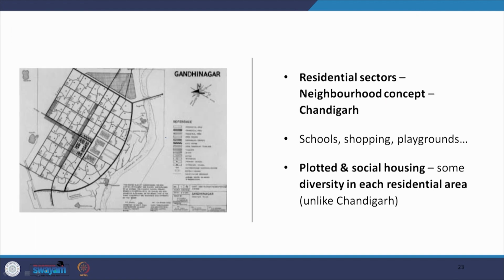The residential sectors have a neighborhood concept like Chandigarh. So, as you can see, this is also sectoral planning. There are schools and shopping areas and playgrounds, but it has plotted and social housing, which is in divergence to the residential development of Chandigarh. So there is some diversity in each of the residential areas of Gandhinagar.